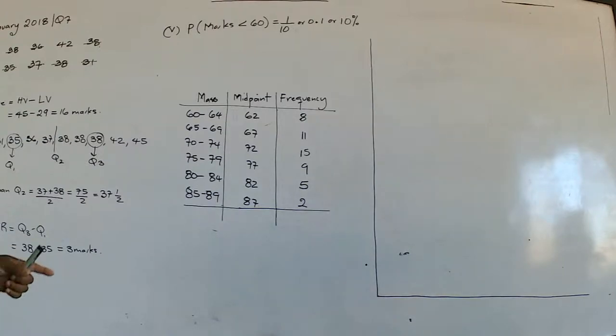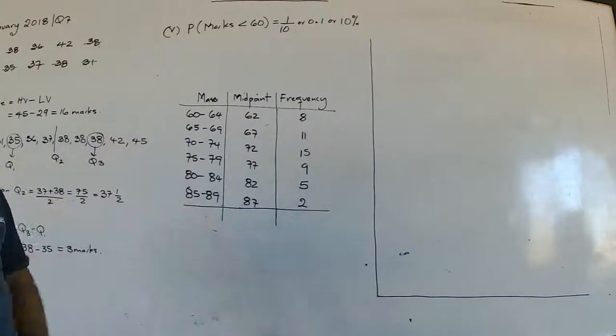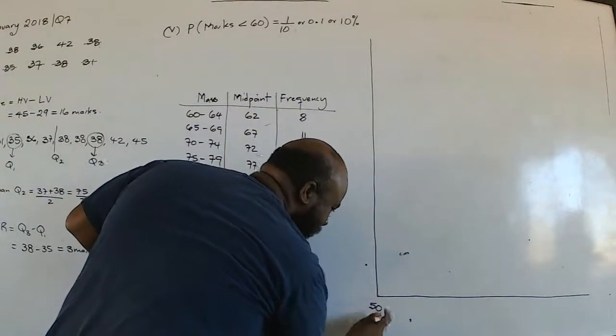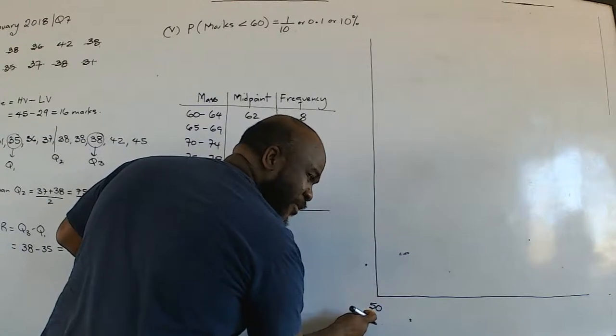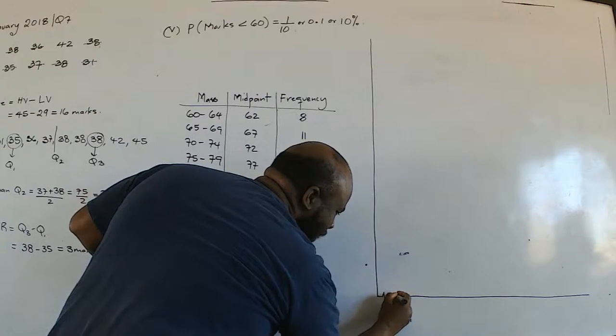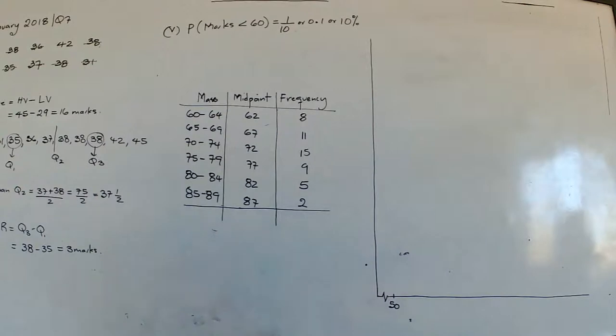Obviously I would start from 0, but it doesn't make sense to start from 0, because the data starts from 60. So I will probably start from 55? Not 55. Let me start from 50. I'm going to let this be 50, and I could break the axis a little. At the first one, I put 50. Every 2 centimeters, the number goes up by 5.